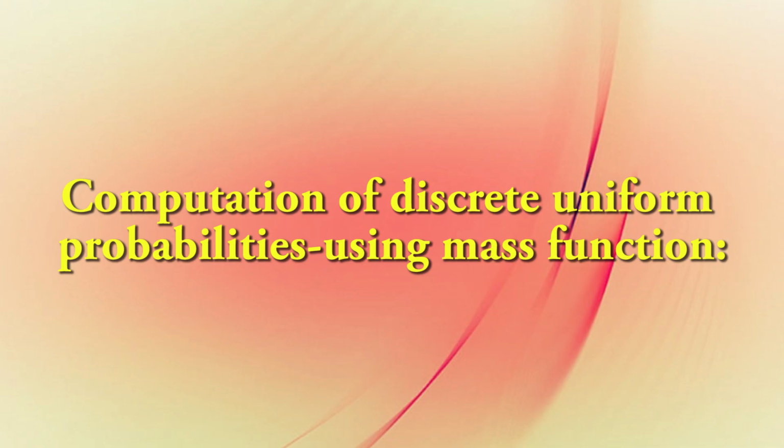Overall, the discrete uniform distribution is a simple and useful probability distribution that is used in many different fields, including statistics, computer science, and engineering. Its properties make it easy to work with and provide a useful framework for modeling random events with a finite number of possible outcomes. We shall now look into the computation of discrete uniform probabilities using a mass function.